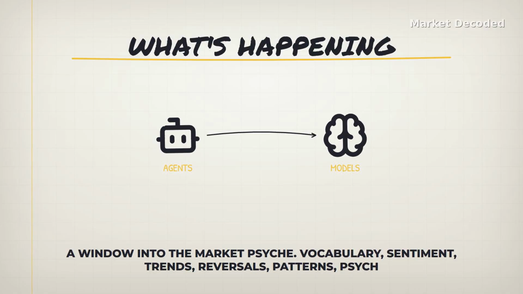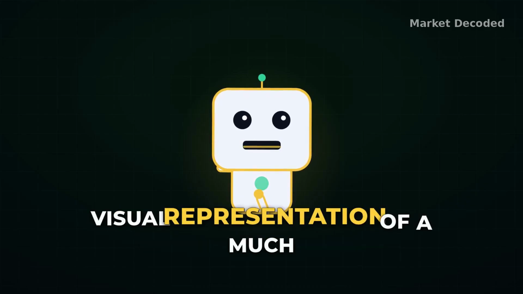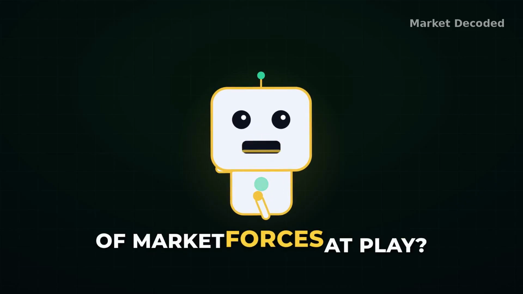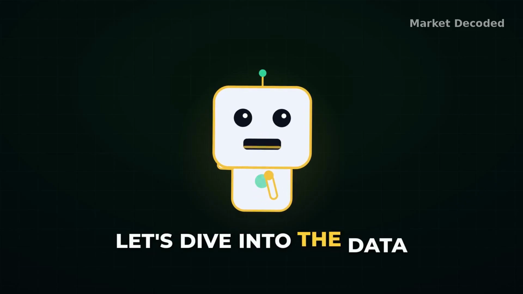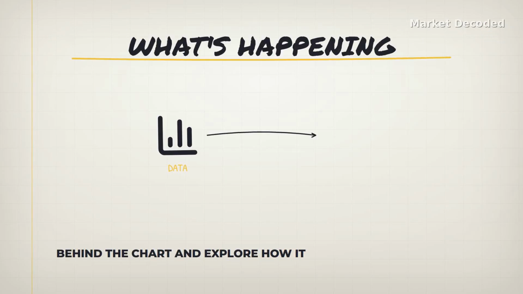What if the patterns we see on a candlestick chart are just the tip of the iceberg, a visual representation of a much deeper and more complex set of market forces at play? Let's dive into the data behind the chart and explore how it reveals the underlying dynamics of the market.